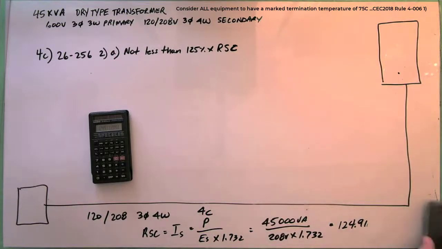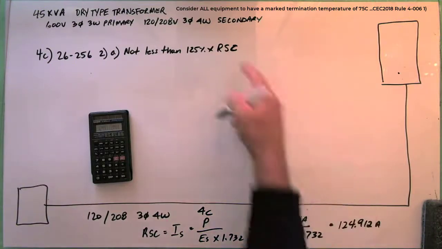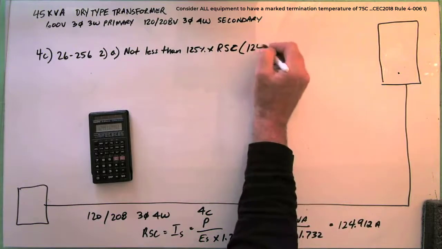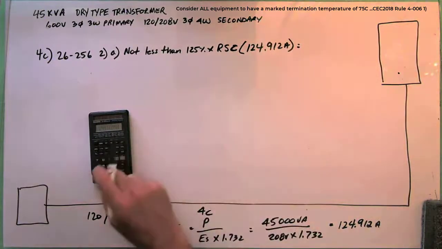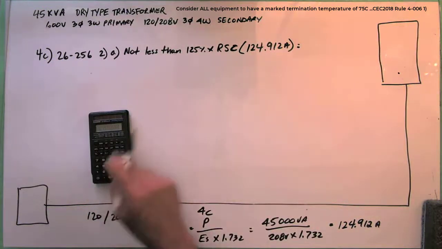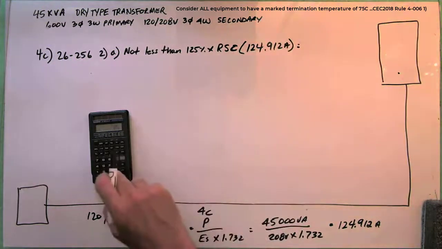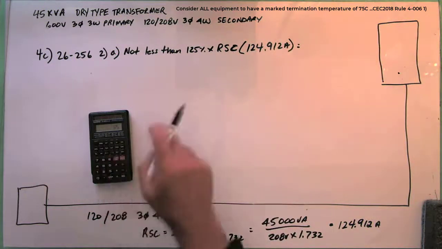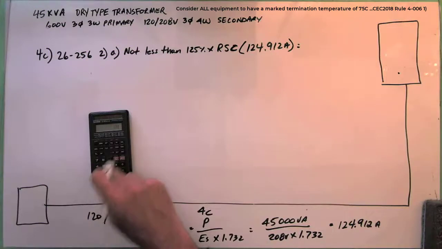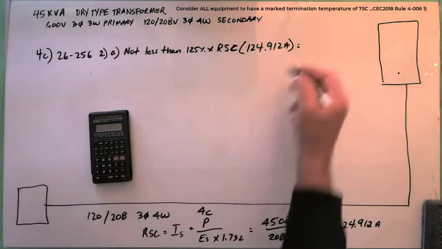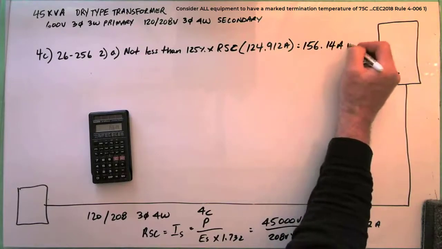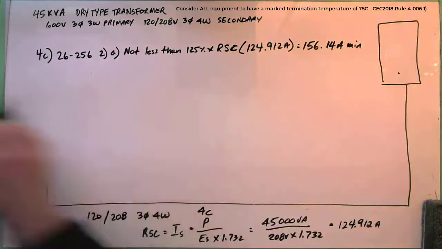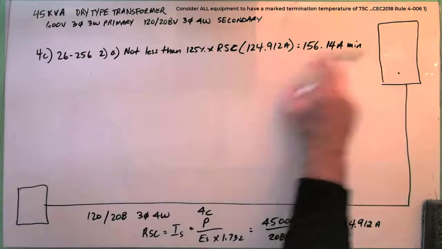Now that I saw that somebody just posted something there, I got to make it that, because the 7 rounds it off. So my rated current is 124.912 amps. What do I get? 1.25 times my rated secondary current, P over E, 124.912. I get 156.14 amps minimum. That's key. Minimum, not less than. That's my minimum.